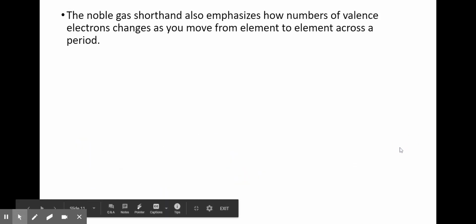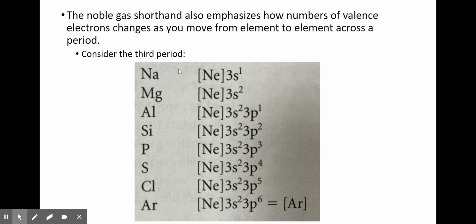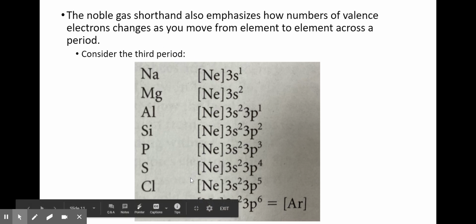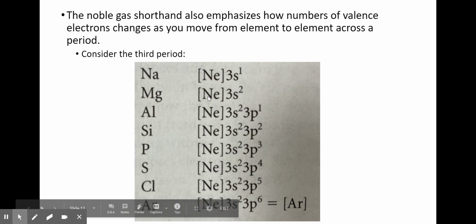Noble gas shorthand also tells us the number of valence electrons and how it changes from one element to another across a period. Take a look at the third row. Sodium, the noble gas shorthand is Ne, and we have 1 electron in the 3s. Magnesium, noble gas shorthand starts with Ne. And if you're wondering, hey, all of these have a noble gas shorthand of Ne, fantastic, because neon is the noble gas that comes at the end of row 2. So before we start row 3, that would be the one that we're going to start with.